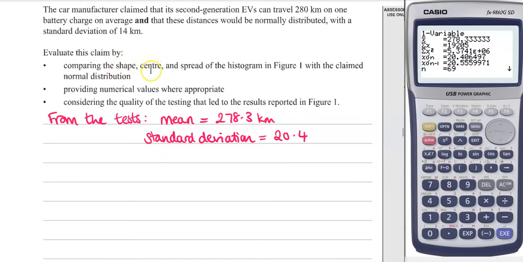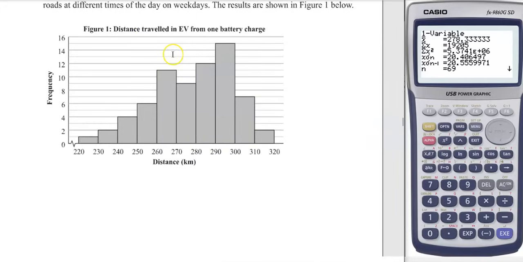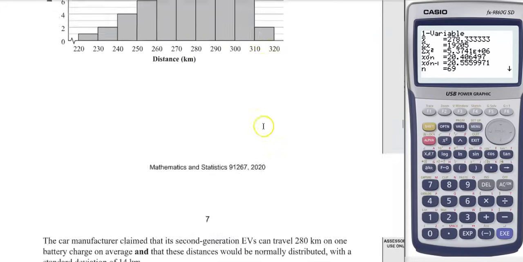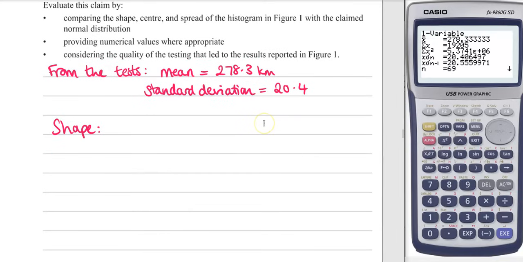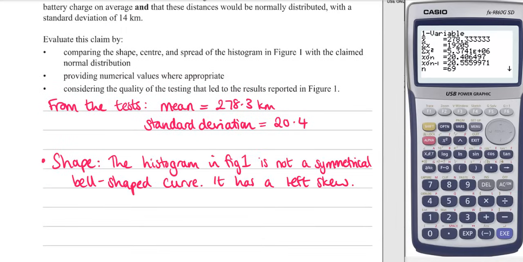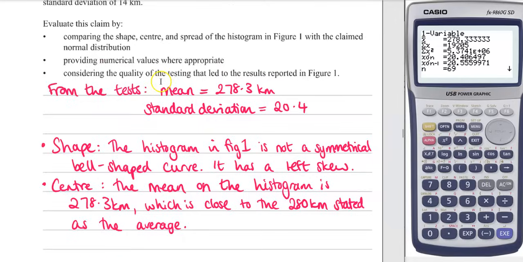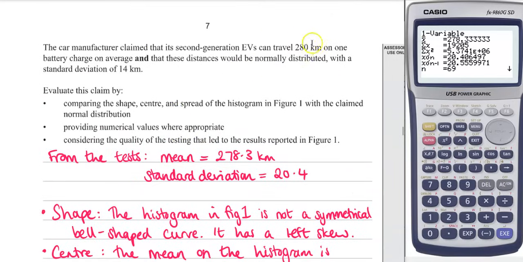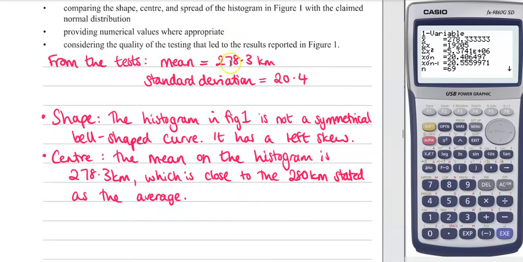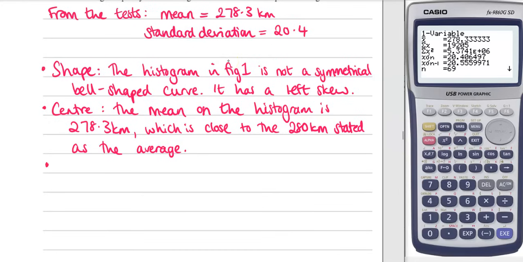Okay, now let's do some comparisons. So since they've asked us to compare shape, center, and spread, let's do each of them and clearly sort of signpost when we're doing them. So shape. Well, quite obviously, this is not a nice symmetrical bell curve, so we'll write something about the shape there not quite being normal. Next, let's look at center. So the mean on the histogram we worked out was 278.3, which is close to what's being claimed at 280 here.